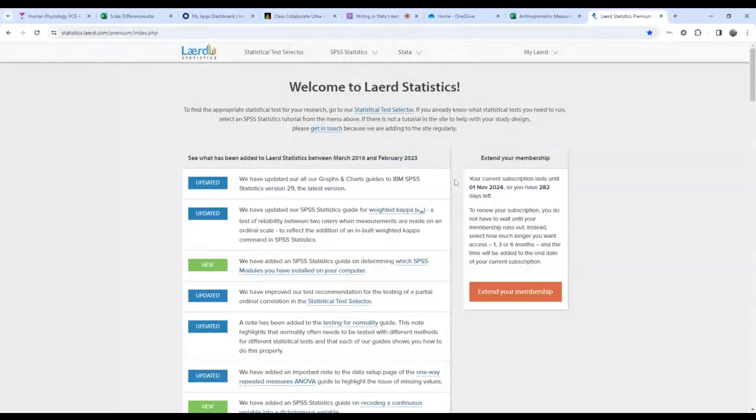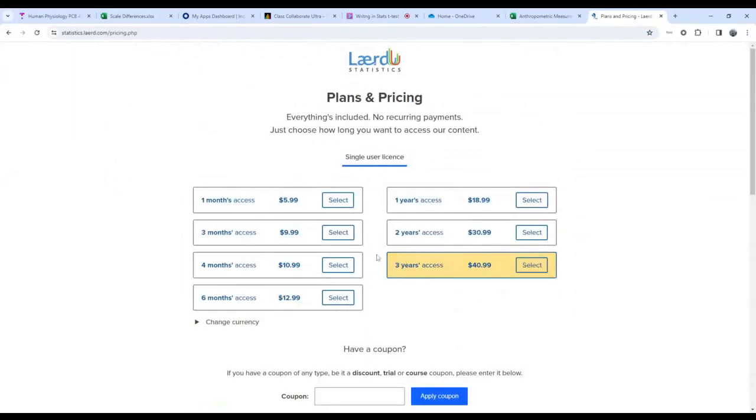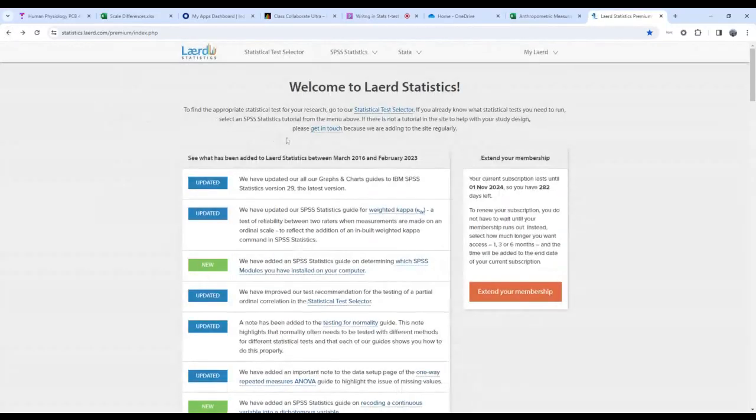So even if you're not using SPSS, it's actually a pretty good guide for doing statistics in other programs. I mean, it is designed specifically for SPSS, but so yeah, if I extend my membership, let's see, it's gone up a little bit, but 1 year's access, $19. So that's 3 years. That's really pretty cheap. So anyway, if you're doing stuff like that, it is quite useful.